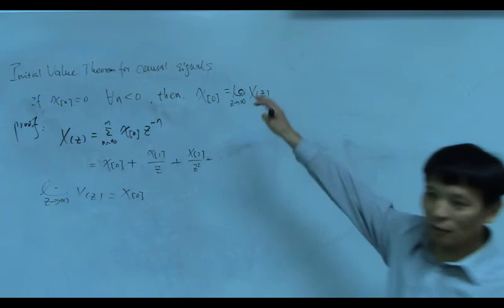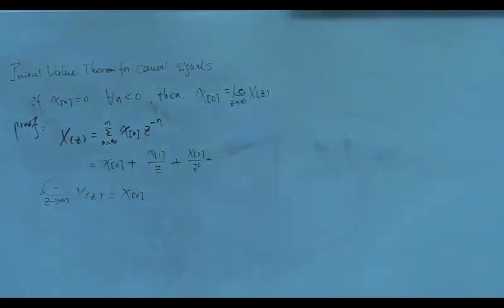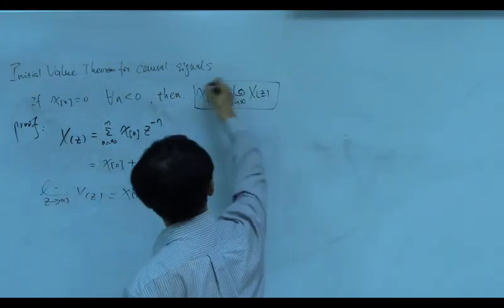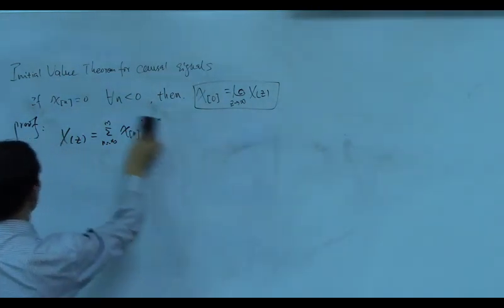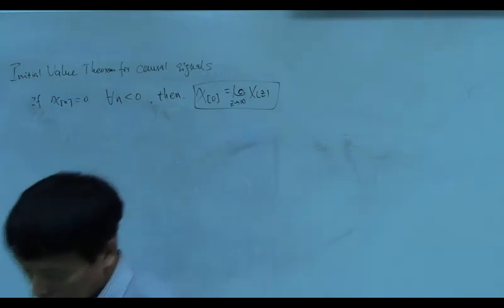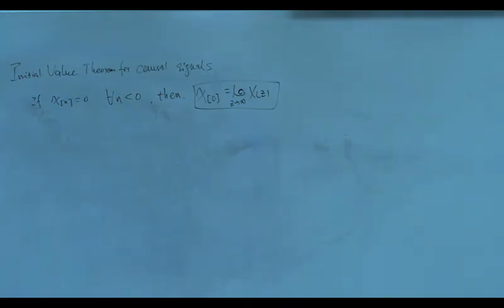That's it. And this one is what we have here. x0 equals the limit of X(z) when z goes to infinity. Right? That is called the initial value of the causal sequence. Any questions before we give an example how to use this initial value theorem? Everything's good? Okay.